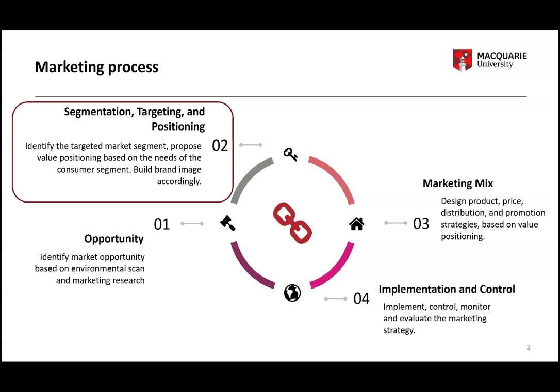Having established the area of opportunity, we now need to start to think about how we consolidate our marketing strategy, where we look at three very important and interrelated topics, which are segmentation, targeting, and positioning. In this process, we break the market up into homogeneous groups to generate target market segments, and we propose a value positioning based on the needs of the consumer segments, and we go about building brand image accordingly.